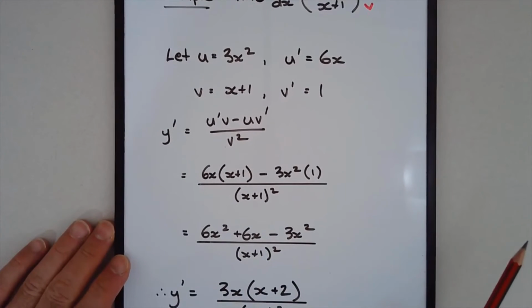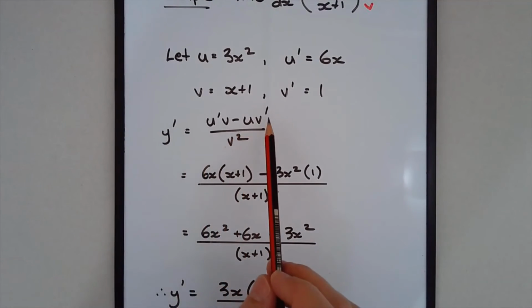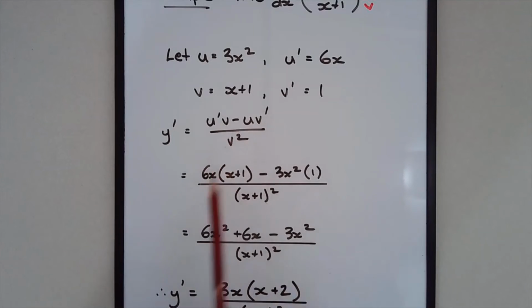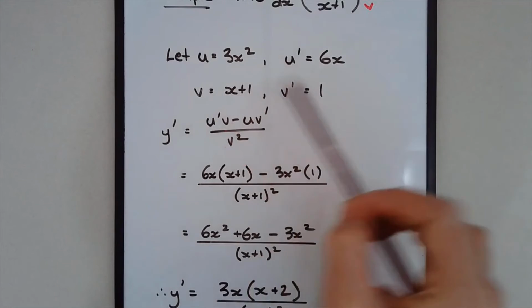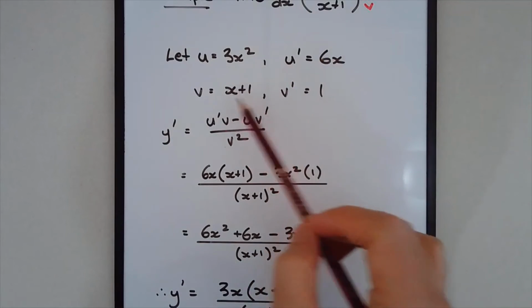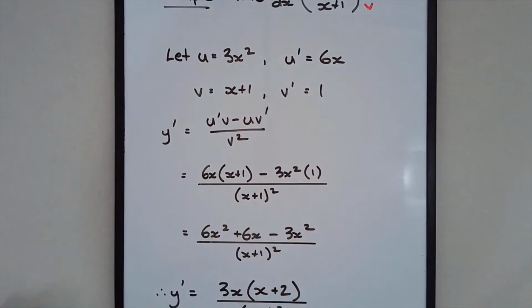Now let's apply the quotient rule. So y dash is equal to u dash v minus uv dash over v squared. And that's equal to 6x times x plus 1 minus 3x squared times 1 over x plus 1 all squared. Okay, so you can see the u dash v there, so 6x times x plus 1 and minus 3x squared times 1.